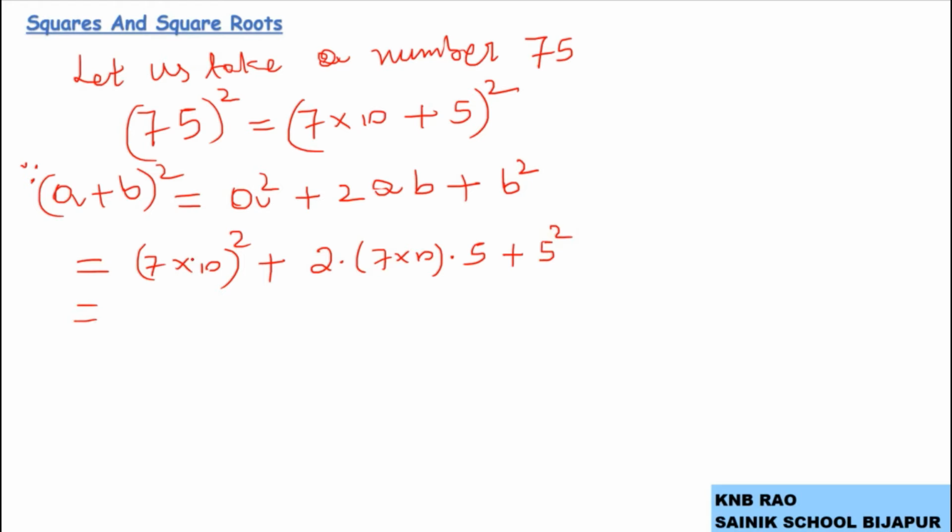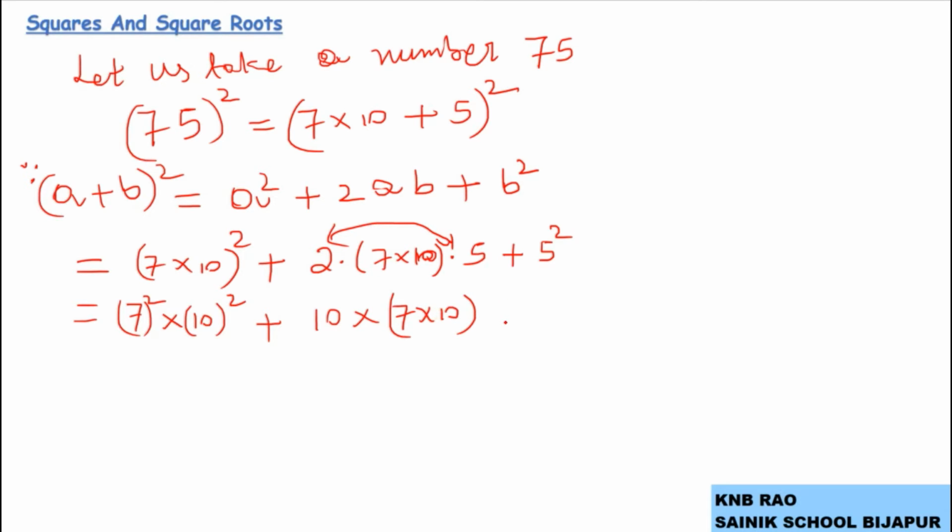Now students, what is 7 into 10 whole square? You know 7 into 10 whole square is nothing but 7 into 10 into 7 into 10, or else it can be written as 7 square into 10 square. Both are right. 7 square into 10 square or 7 into 10 into 7 into 10. Now here this 2 and 5's product gives 10. Another we have got 7 into 10.